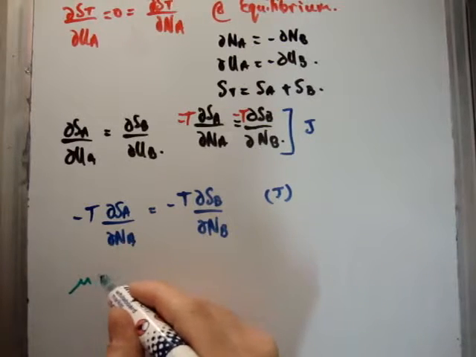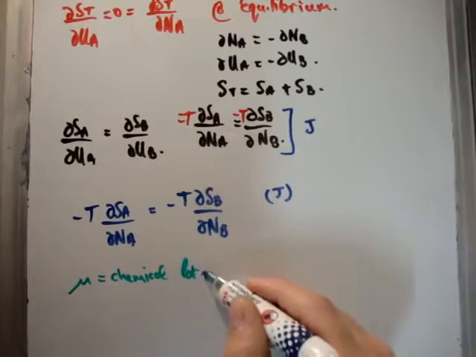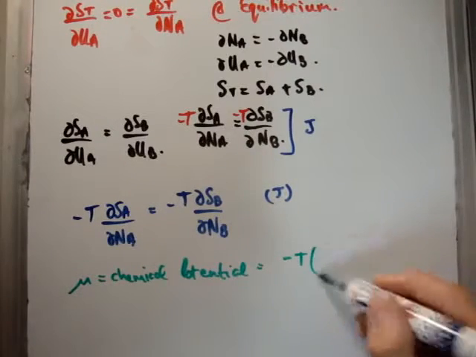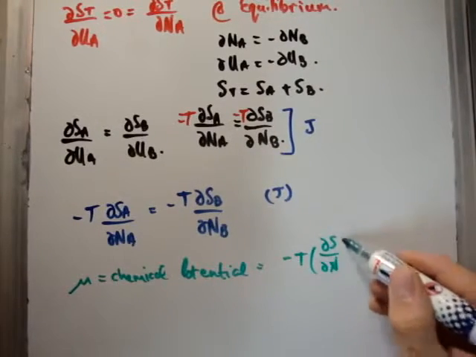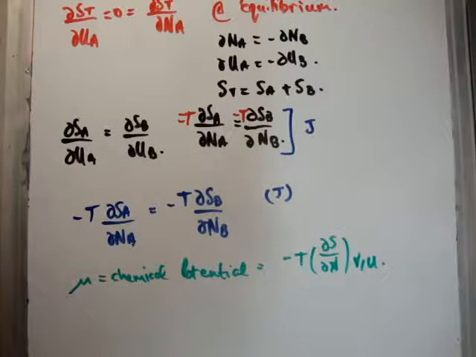We say the chemical potential mu is equal to minus T times del S del N at constant volume and constant energy. We call this the chemical potential. So this is the quantity which is pertaining, I suppose, to diffusive equilibrium. So when there is no longer an exchange of particles, that's what diffusive equilibrium is, and we need to talk about the chemical potential.